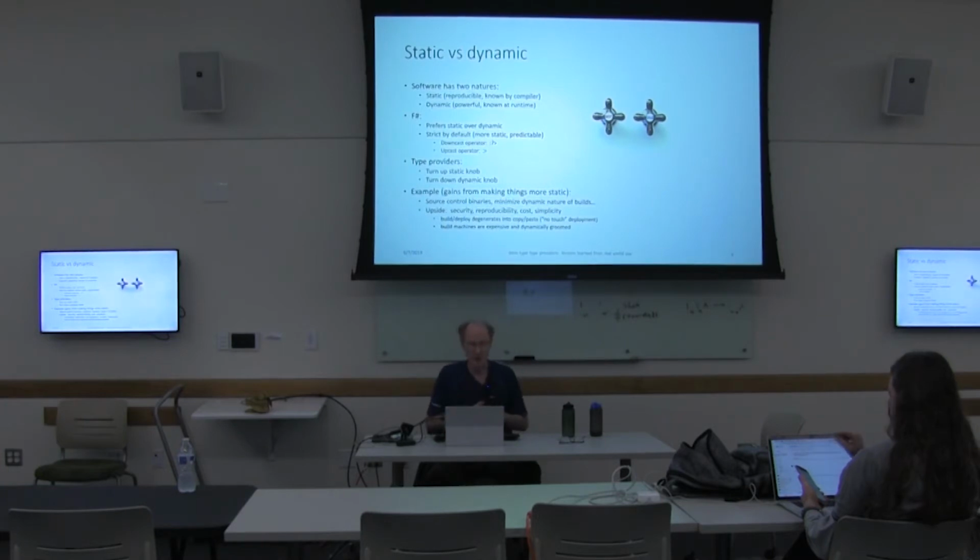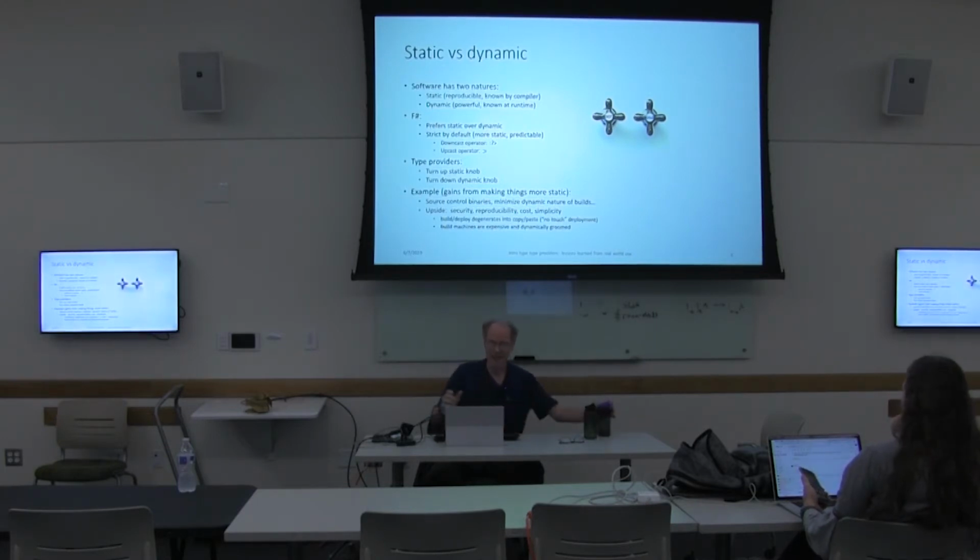By static, I mean the compiler knows a lot about what's going on at compile time and can do a lot of analysis and make a lot of interesting decisions. So type providers are a thing of F#, and F# prefers static typing over dynamic. If you want to get just kind of a bird's eye view of F#, imagine taking that static knob and cranking it as far as you can go up the static way, and then the dynamic knob and turning that down as much as you possibly can.